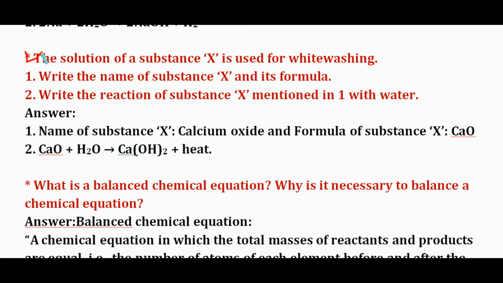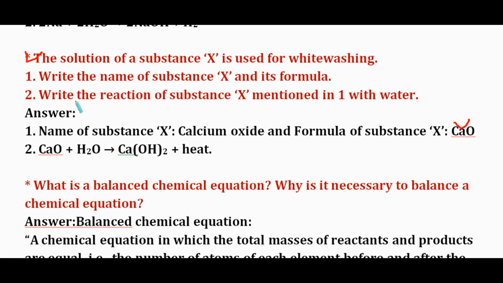Now next question, the solution of substance X is used for whitewashing. Write the name of substance X and its formula. Let us see the answer. Name of substance X: calcium oxide, and formula of substance X is CaO.